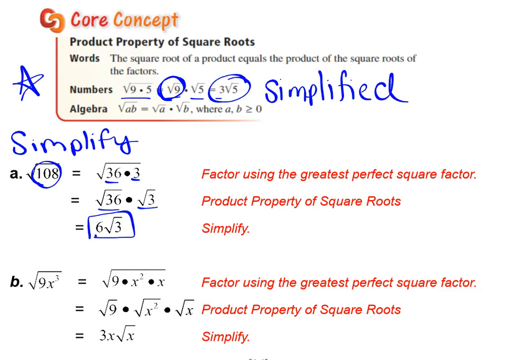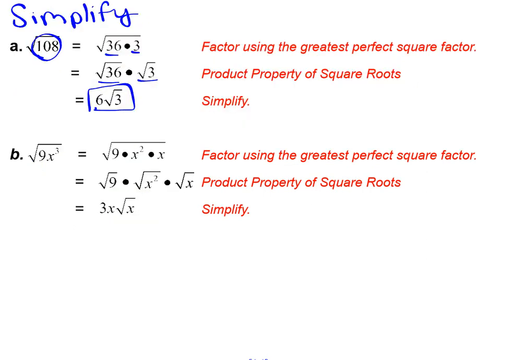On this next one, we have the square root of 9 times x cubed. Since 9 is a perfect square, we're going to start out by leaving that as the square root of 9. But x cubed is not a perfect square. We know that x squared is a perfect square, and x squared times x is x cubed. So we break it up into the square root of x squared times the square root of x.